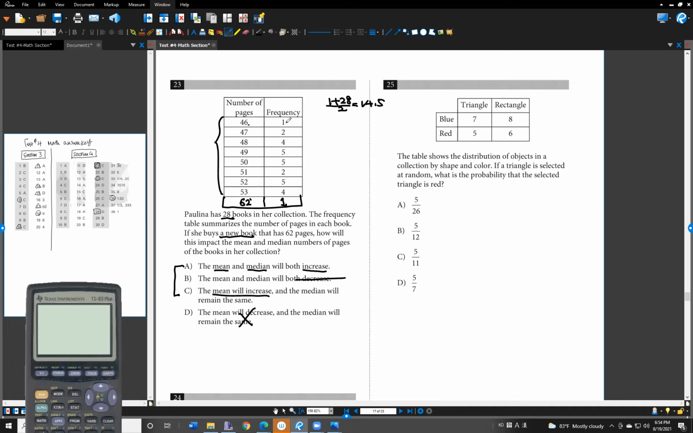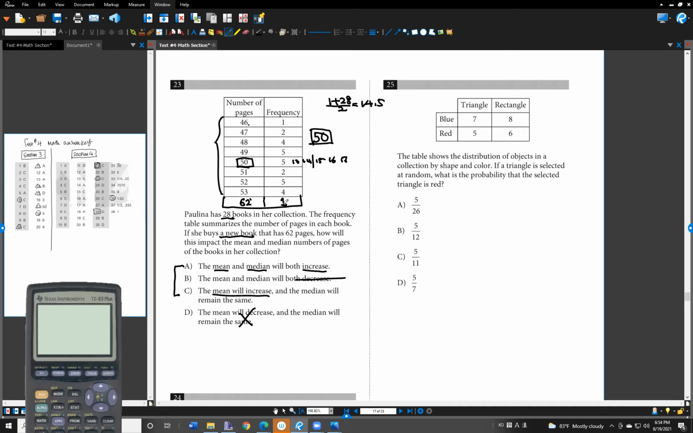That's why before, over here, for the median, take a look. This is 1 plus 2 is 3, plus 4 is 7, 12, 13, 14, 15, 16, 17 books belongs to what? 50, right? But the 14 point something, between, still what? 50 is the median.